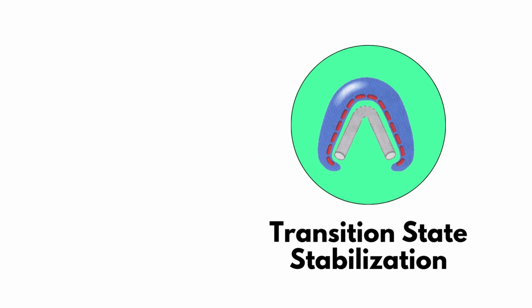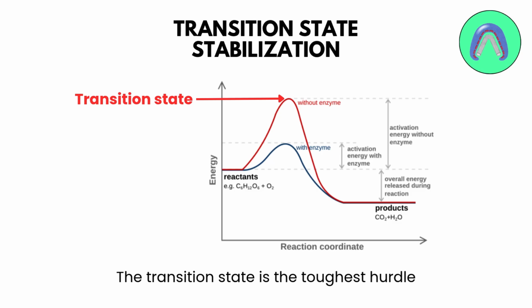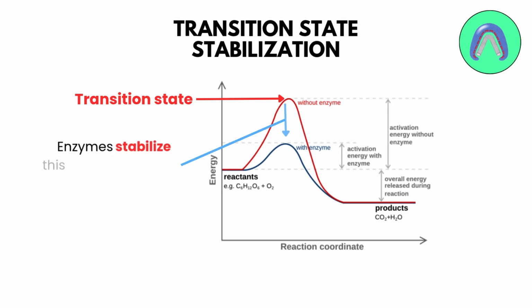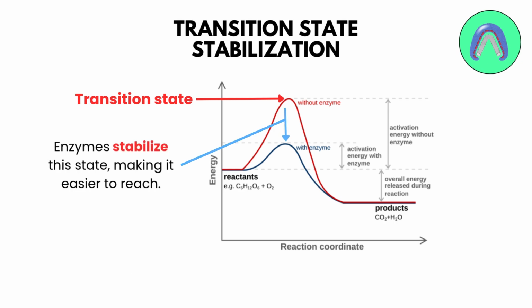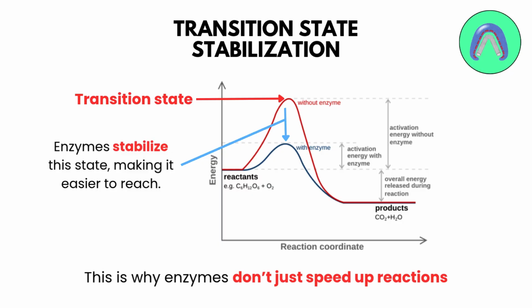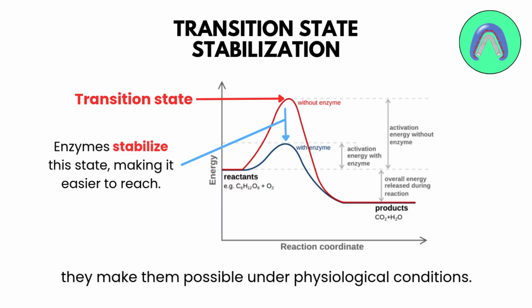Transition state stabilization. The transition state is the toughest hurdle, the highest energy barrier in the reaction. Enzymes stabilize this state, making it easier to reach. This is why enzymes don't just speed up reactions, they make them possible under physiological conditions.